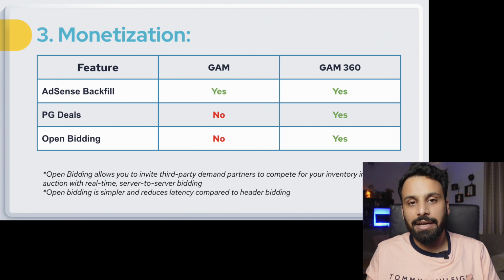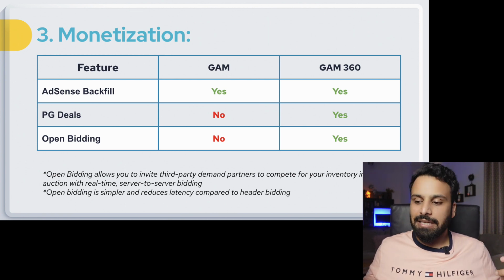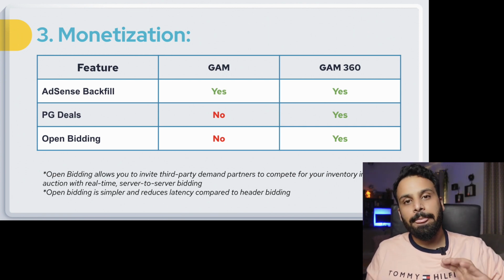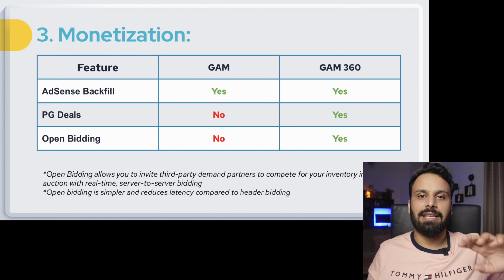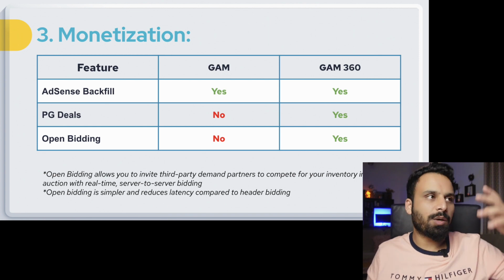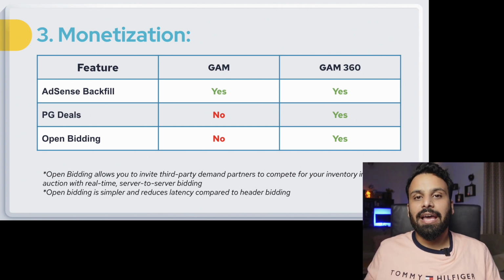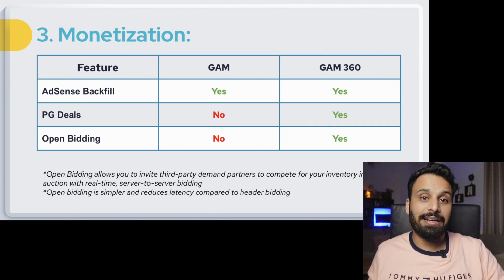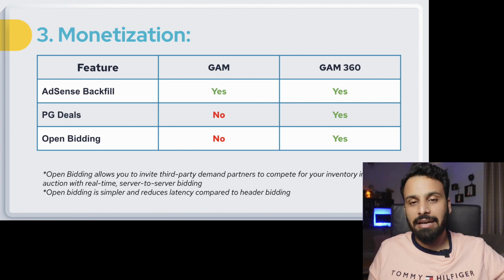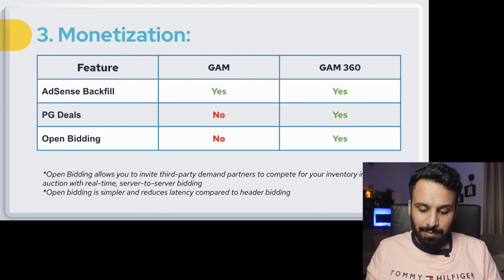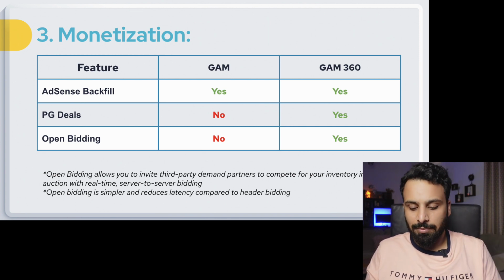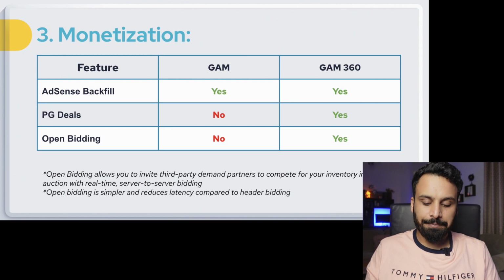You can use open bidding, which is a Google solution, where basically Google Ad Manager will make server to server calls to other networks. If you want to work with, let's say, not just AdSense, but also the Facebook network or any other network, you can integrate seamlessly with open bidding, where you will basically check for every impression if AdSense is giving you better rates, or probably Facebook or any other ad network is giving you better rates. So they will win, which is not possible in Google Ad Manager and possible in Google Ad Manager 360.